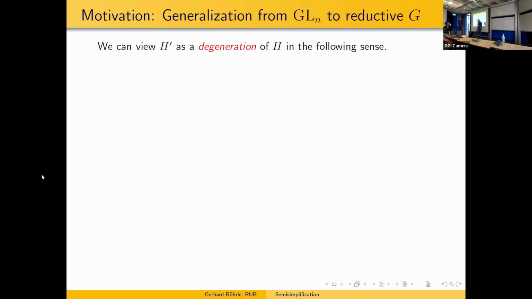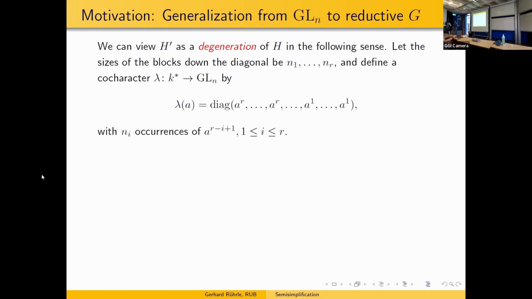Degeneration. We'll get a formal way to get from H to this H prime up to conjugacy. So, well, here's what we do. Imagine the sizes of the blocks down the diagonal of N1 to Nr. And then I define a co-character, so a homomorphism on the multiplicative group of my field into this GLN by diagonal matrices a to the r. So little a goes to a to the r, dot, dot, dot, all the way down to the 1, the very end. And I have to tell you how often they show up in occurrences of these powers.